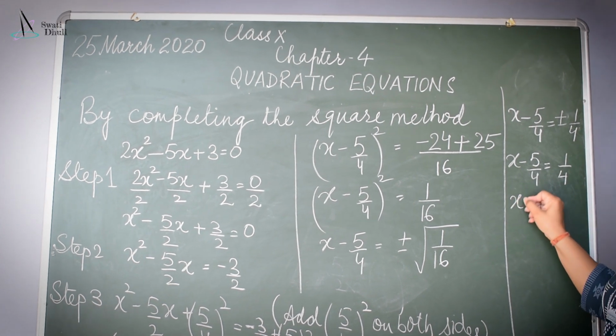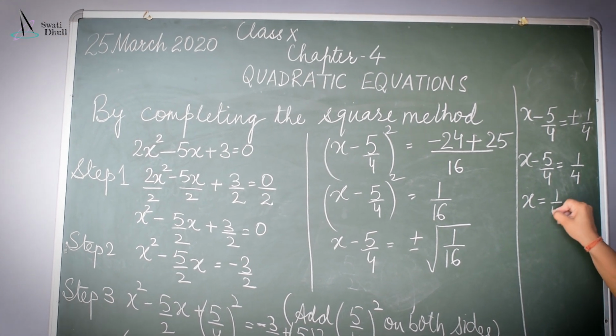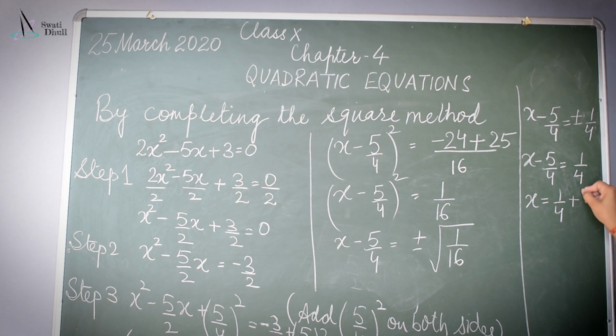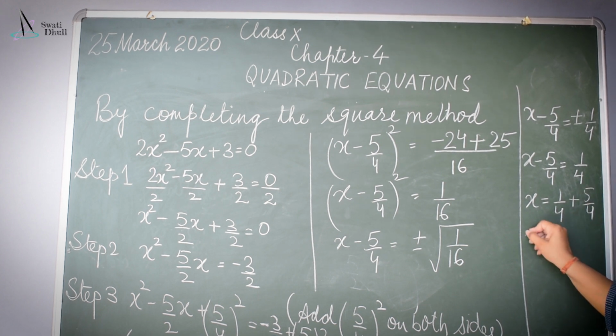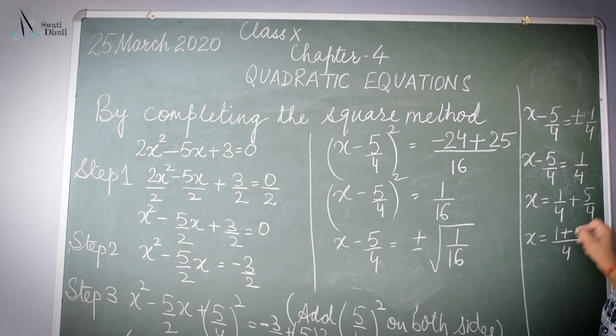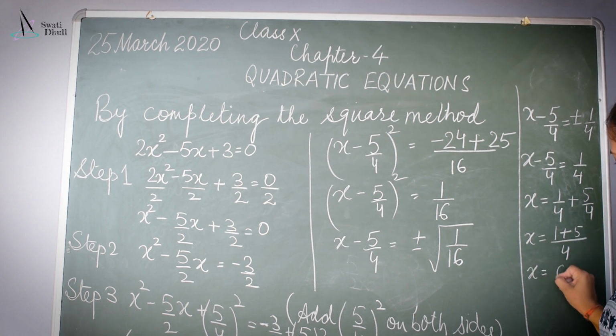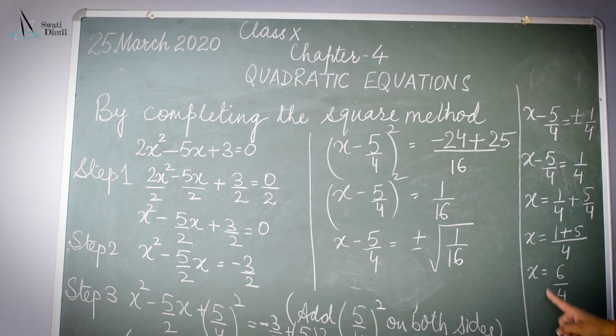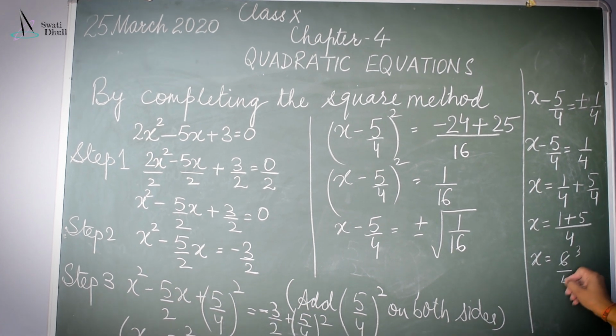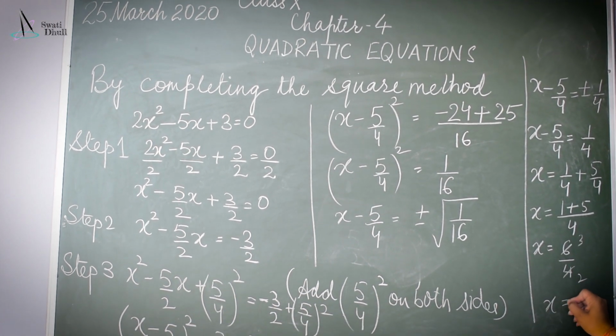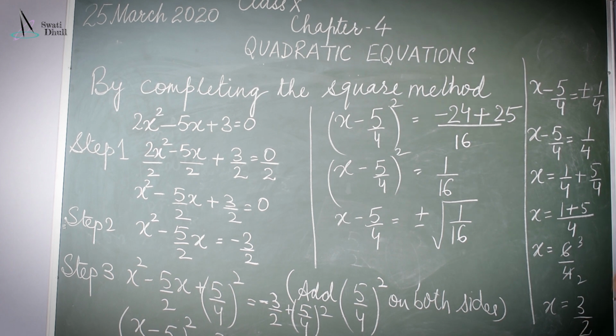Now to find the value of x, x is equal to 1 by 4. If I transpose it, it will become plus 5 by 4. Now take the LCM, 4. So 1 plus 5, x will be equal to 6 by 4. Now reduce it to the lowest terms, you will get 3 by 2. So x is equal to 3 by 2.